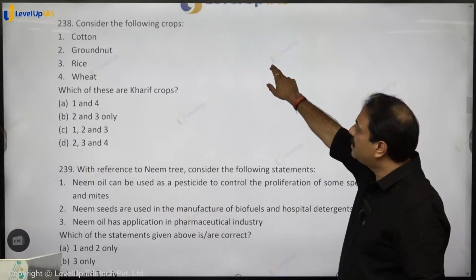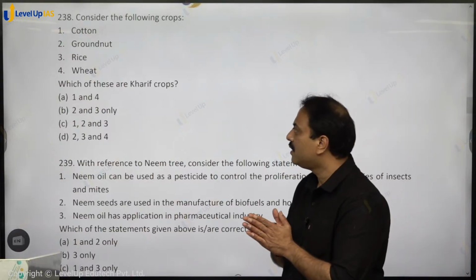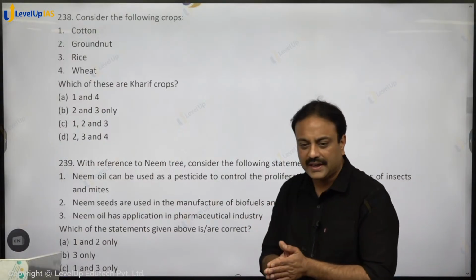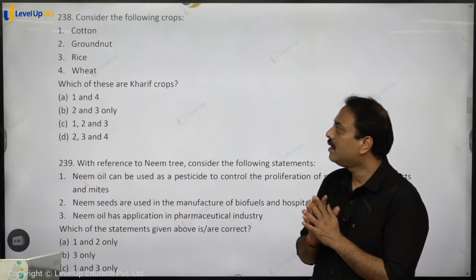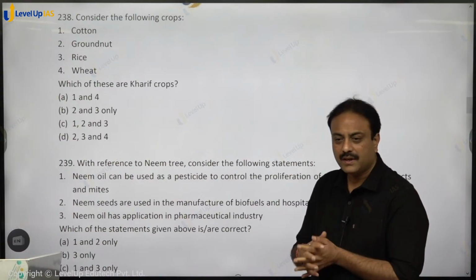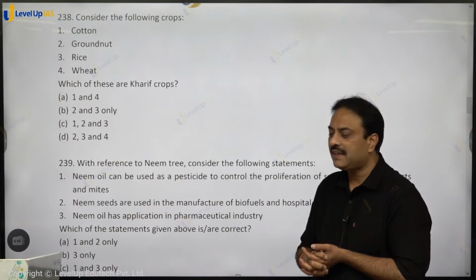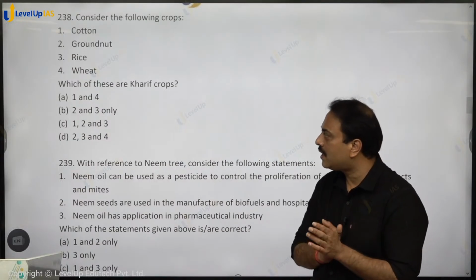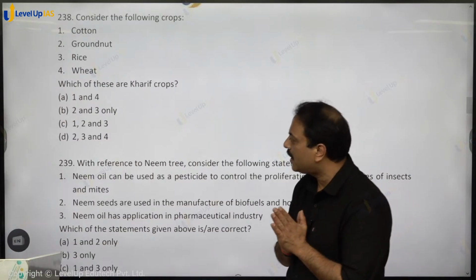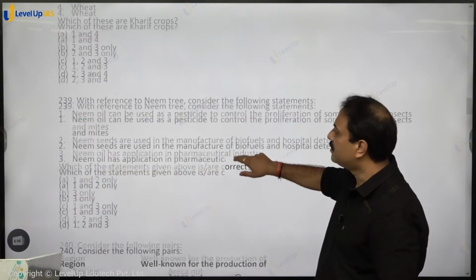Question number 38. Consider the following crops: cotton, groundnut, rice, wheat. Which of these are kharif crops? Cotton is kharif, groundnut kharif, rice kharif, wheat rabi. So 1, 2 and 3, cotton, groundnut and rice are kharif crops. So 1, 2 and 3 hai. 1, 2 and 3, option C for cat shall be the right answer.